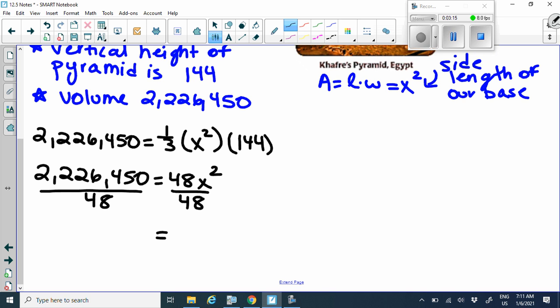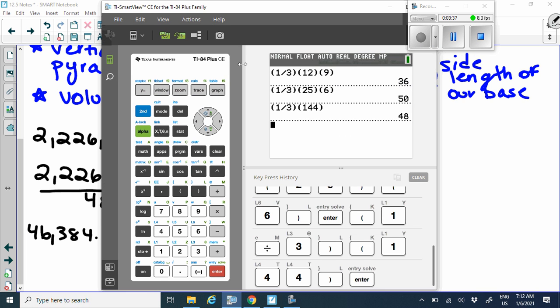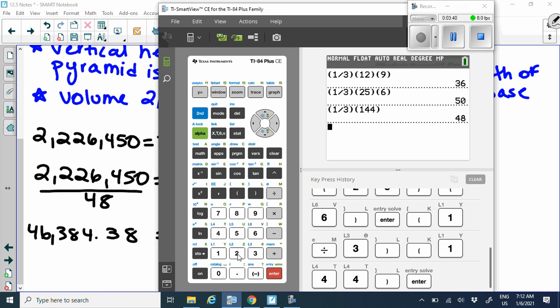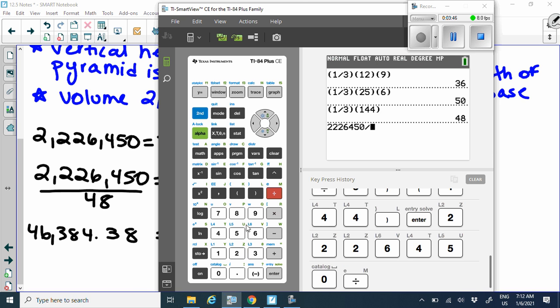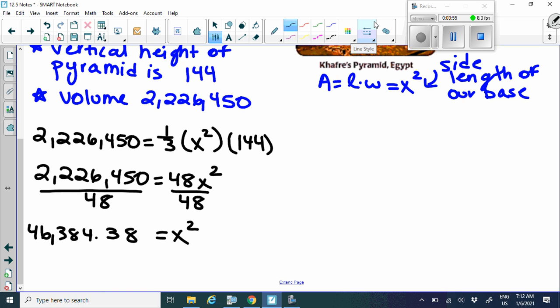And of course, you can just plug this into your calculator. And when you do, we should get about, and it's going to be a decimal here, so let's round to 2 decimal places. 46,384.38, okay. Let's go ahead and plug it into our calculator to see what we get here. Because if it's rounded to 3 decimal places, then that's good enough. Yeah, let's go ahead and round it to 0.37 since it terminates or stops. It makes it a little bit easier.